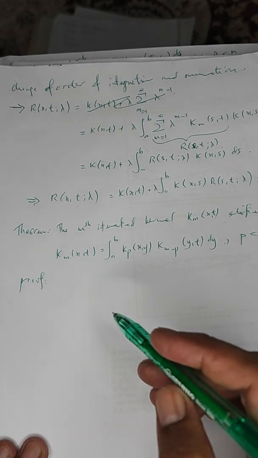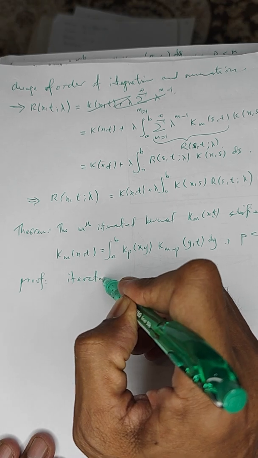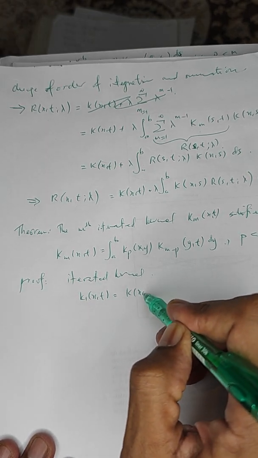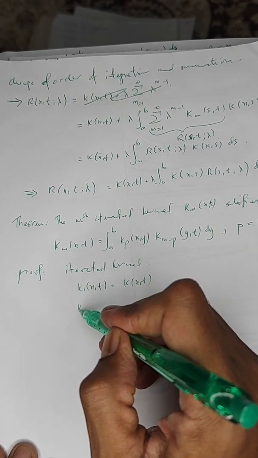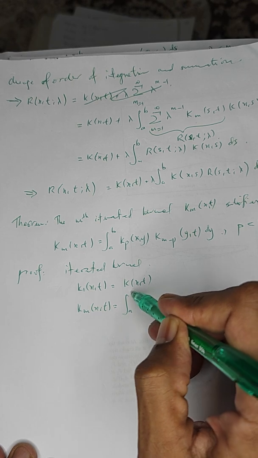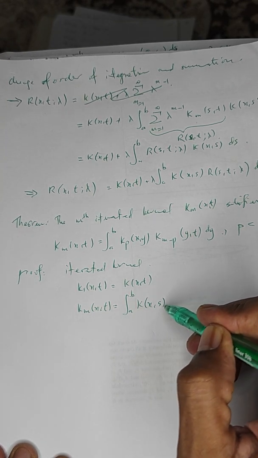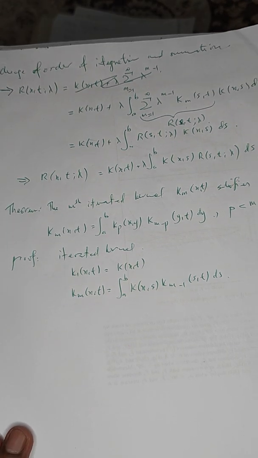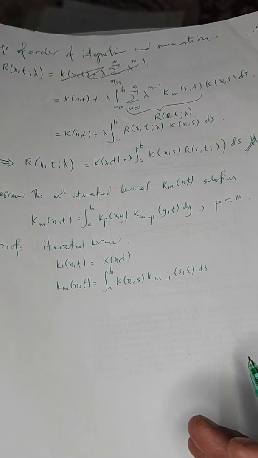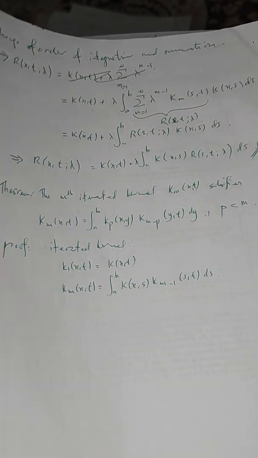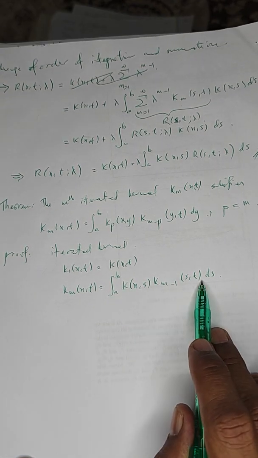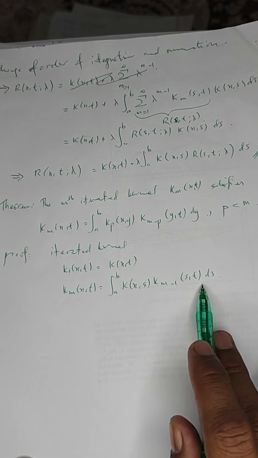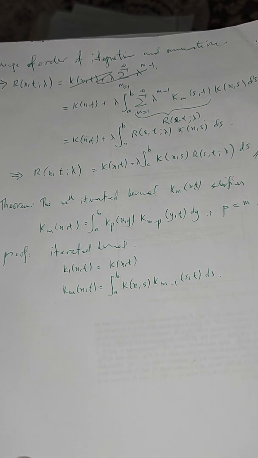Proof. By the definition of the iterated kernel, we have k1(x,t) is equal to k(x,t), and km(x,t) is the integral from a to b of k(x,s) k(m-1)(s,t) ds. As we did in the previous videos, we can change the dummy variable to s1, and then we can substitute this k(m-1) with a term that we obtain later on.